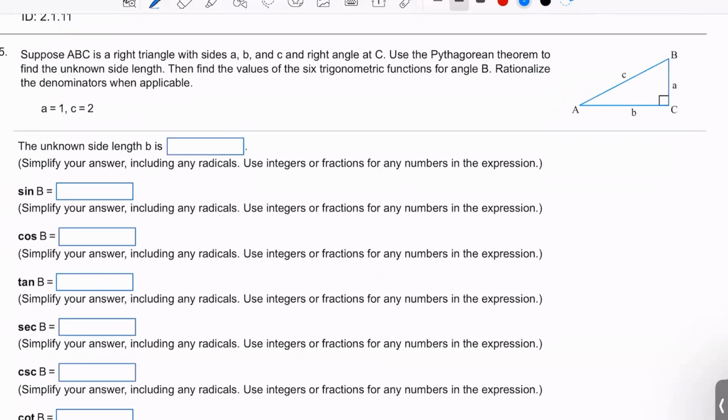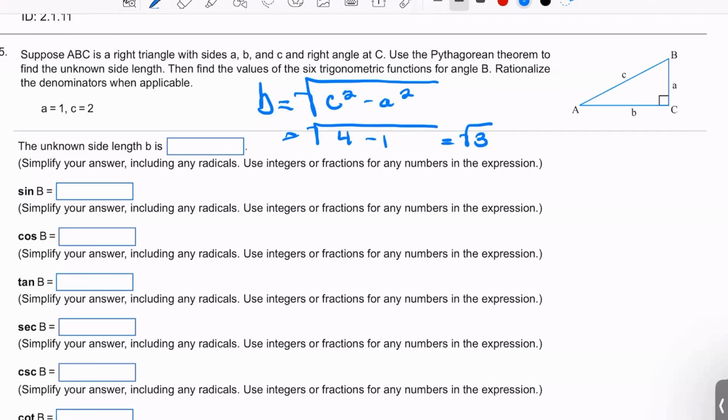So I need to find the side that's missing, which is side B. And we are also talking about the angle B. So using the Pythagorean theorem for side B, B equals the square root of C squared minus A squared, which is the square root of 4 minus 1. And we end up with the square root of 3. And as always, label your sides.